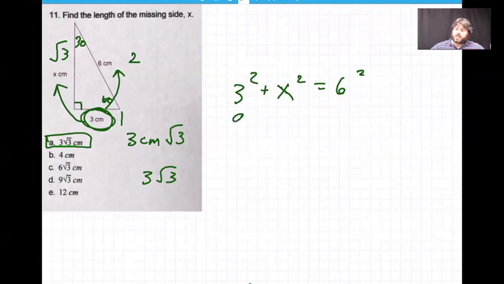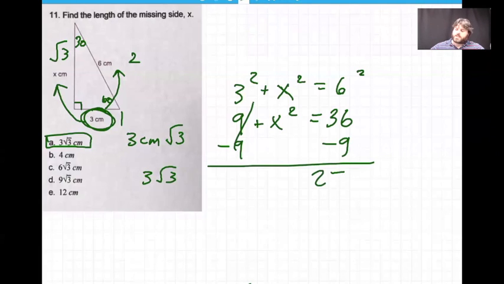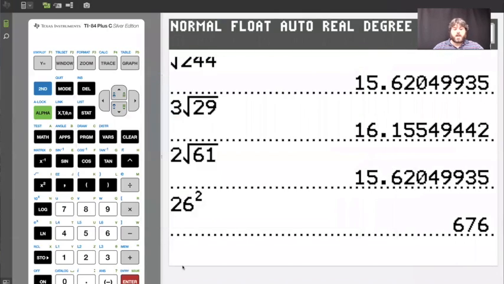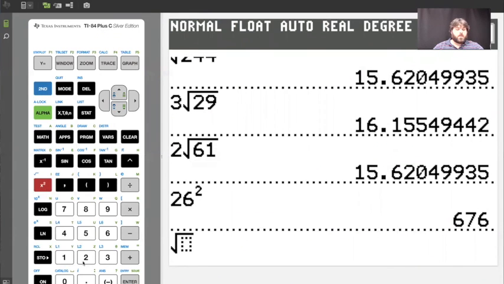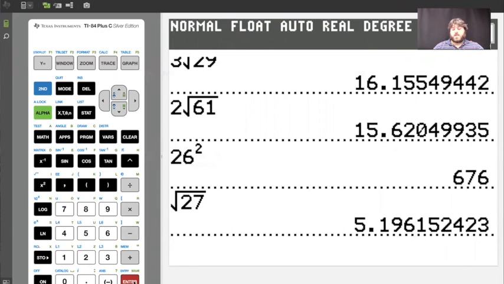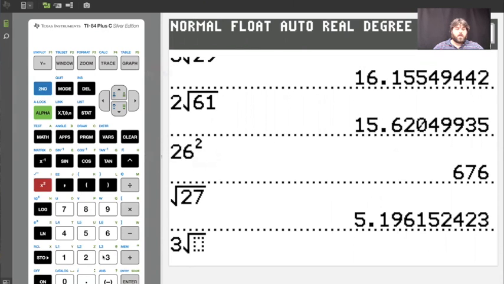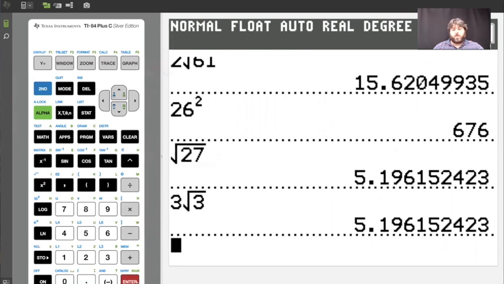That's the best way to do this problem, is to recognize this is actually a special triangle. Now, if you didn't do that, that's okay. 9 plus x squared equals 36. Take away 9, you get 27 is equal to x squared. If you square root that, you get that x is equal to the square root of 27. Now, you could obviously check that on here, that the square root of 27 is this 5.19, and the only number that's going to match that is the answer choice 3 root 3, which is also 5.19, okay?